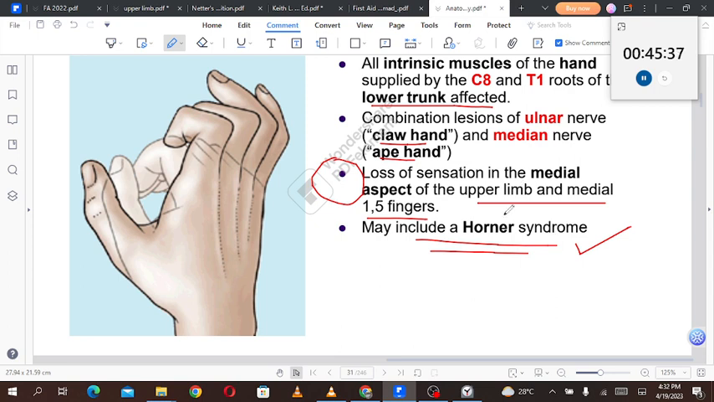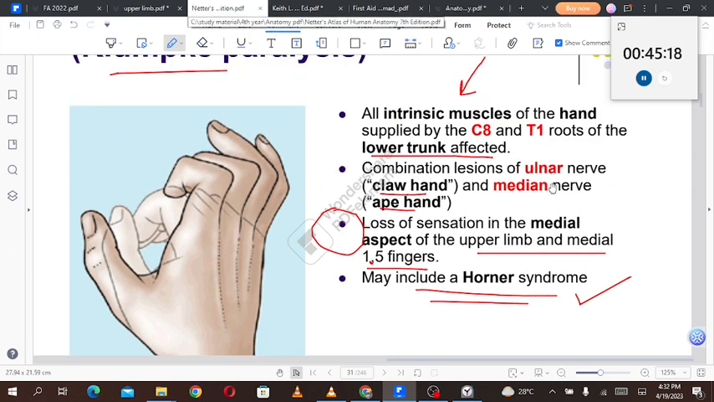So it's not 1,5, it is 1.5 fingers. Because it is the ulnar nerve, there will be a loss of sensation in the medial aspect of the upper limb, that is the ulnar half of the upper limb, along with the medial 1.5 fingers, both anteriorly and posteriorly. So remember this. Then it may include Horner syndrome.